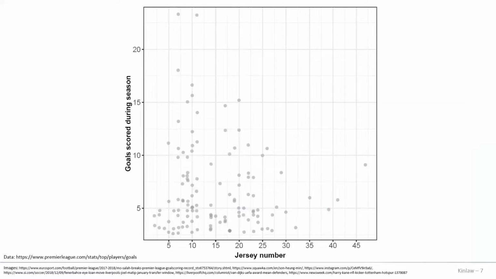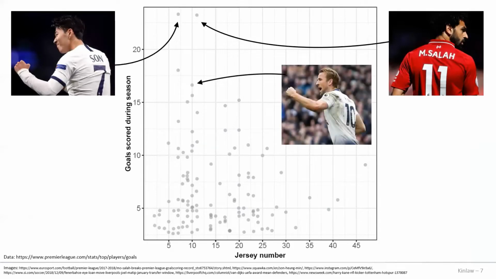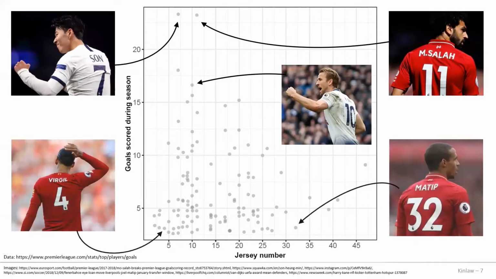Plotted here is the number of goals on the y-axis and the player's jersey numbers on the x-axis. Each dot represents an individual player. There's a couple of superstars, Son and Salah, who scored 23 goals each. Another superstar, Harry Kane, who got 17. And then some of my favorite players who had considerably fewer goals than that.